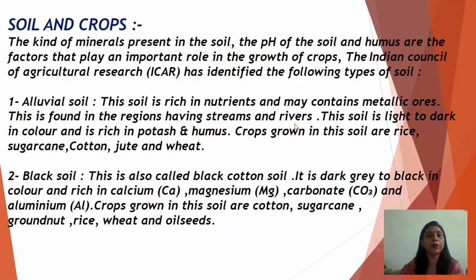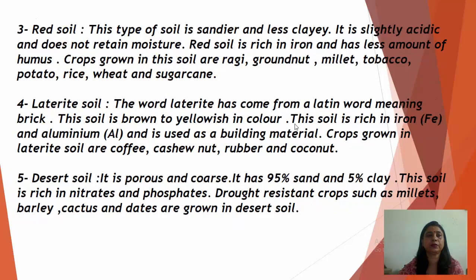Now coming to number 2, that is black soil. This is also called black cotton soil. You must have heard that cotton grows in the black soil. It is dark grey to black in color and rich in calcium, magnesium, carbonate and aluminium. The crops grown in this soil are cotton, sugarcane, groundnut, rice, wheat and oilseeds.